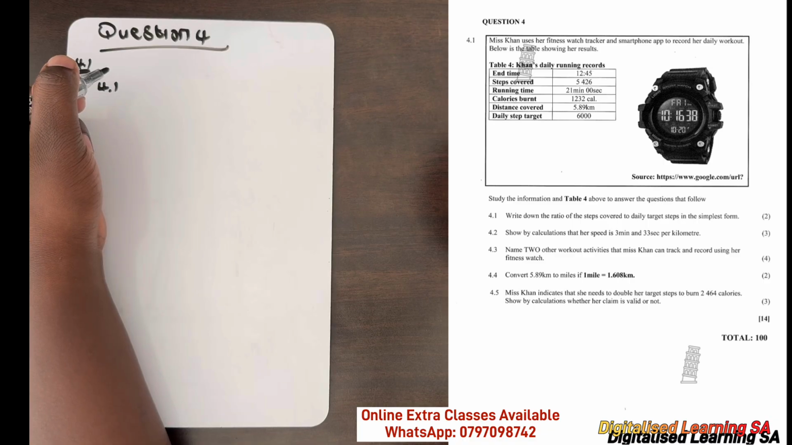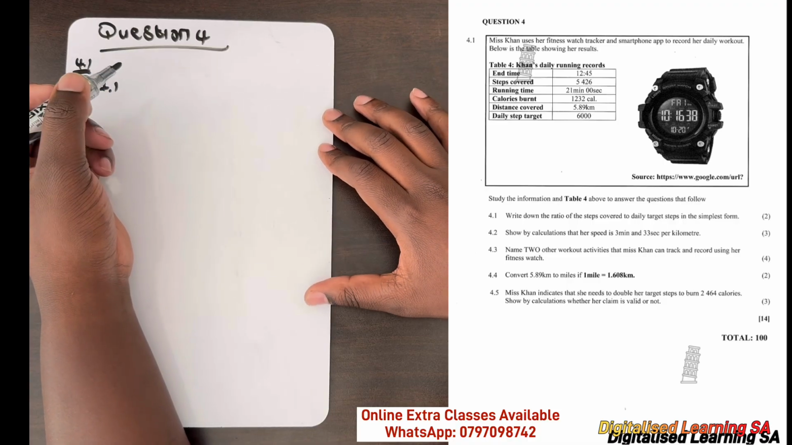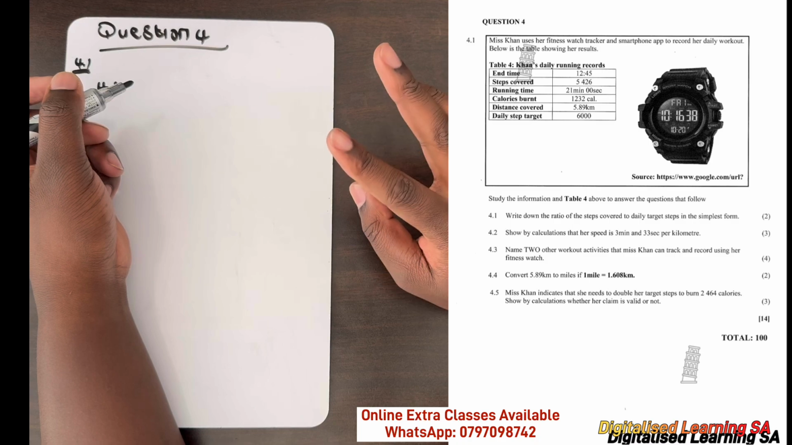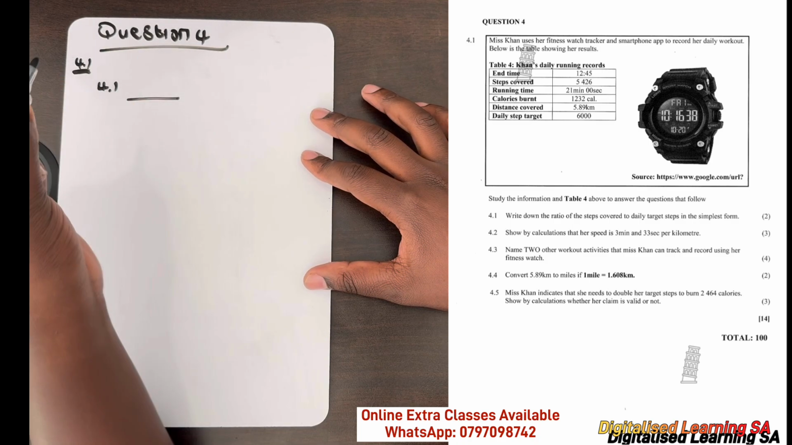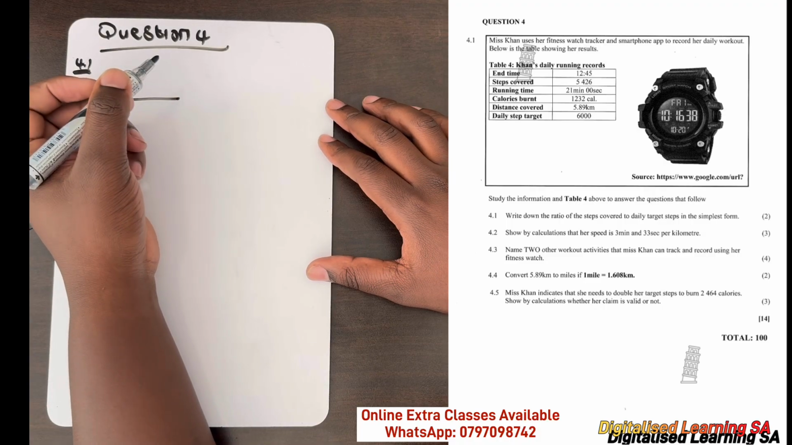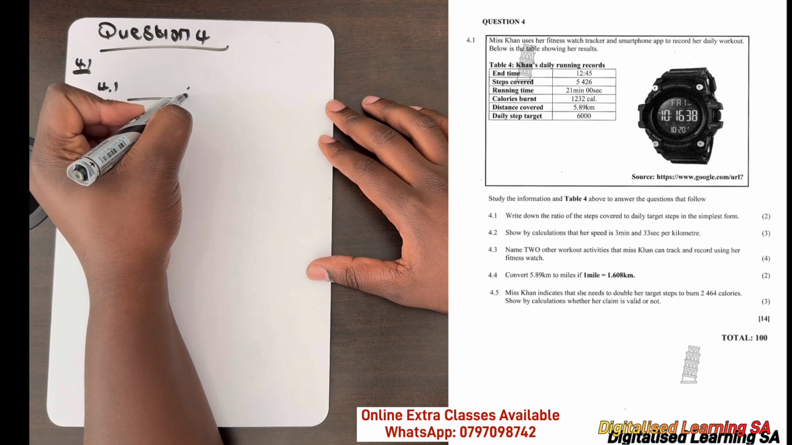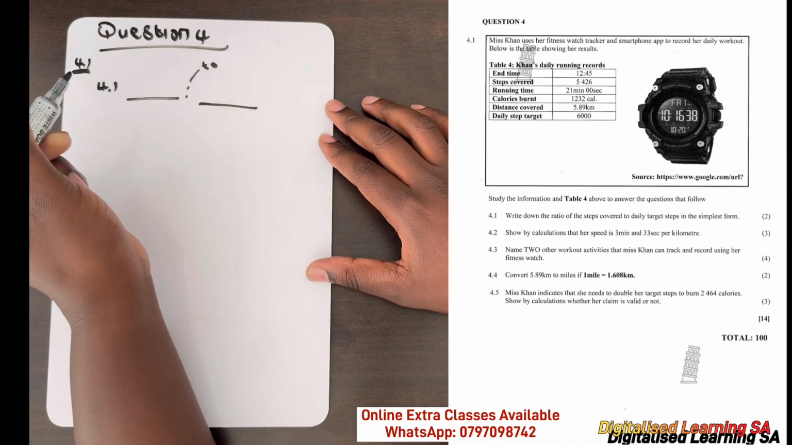Now let's work on question 4.1. Question 4.1 says write down the ratio of the steps covered to. Once we are working on a ratio, we will be given two different pieces of key information, and once we see the word "to", just know that they are referring to these two dots. So this will be our ratio.